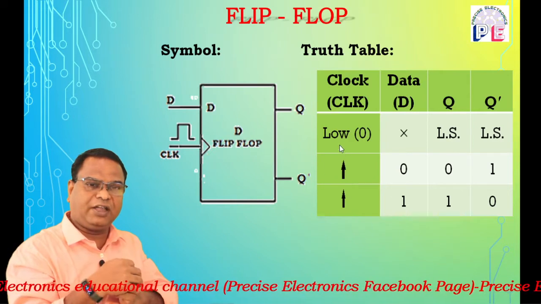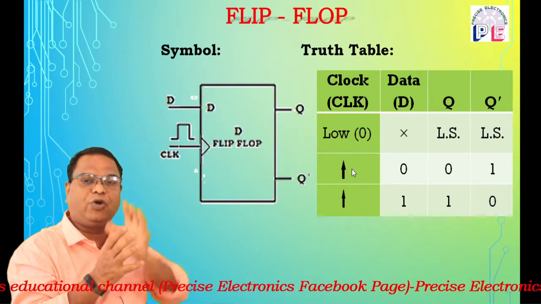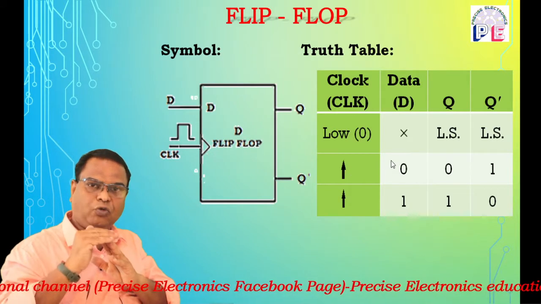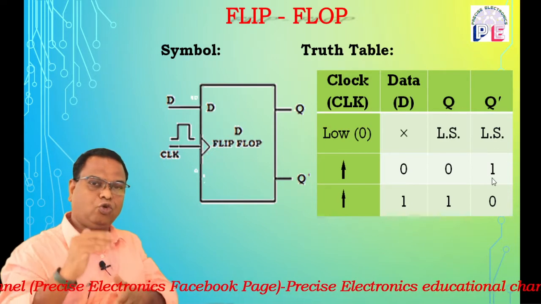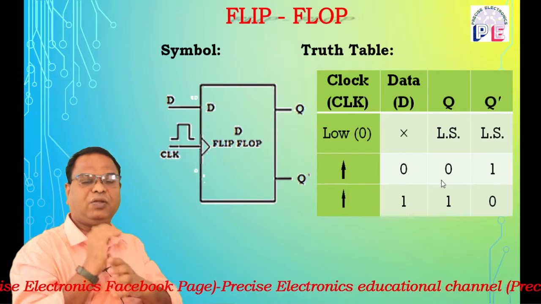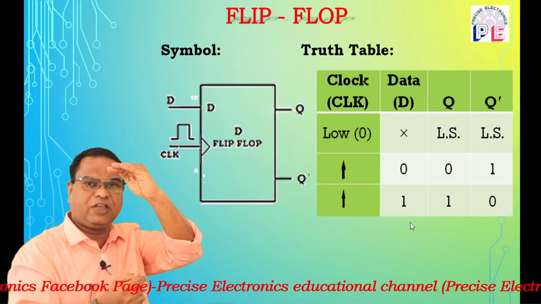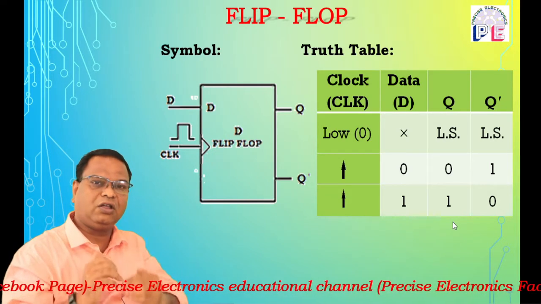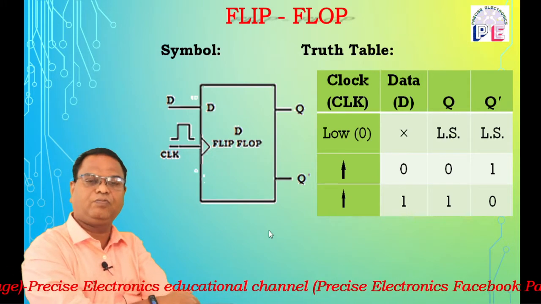When the clock input is high, that is edge trigger, the positive edge is applied, and this positive edge is indicated by an upward arrow. When the positive edge is applied and data input is low, that is D is 0, the flip-flop is in reset mode. So Q goes to low level, and Q complement becomes high. So the flip-flop is in reset. When the clock input is high and data input is high, the flip-flop is in set mode, hence Q is equal to 1, Q bar, or Q complement, is 0. That is the positive edge triggered D flip-flop.